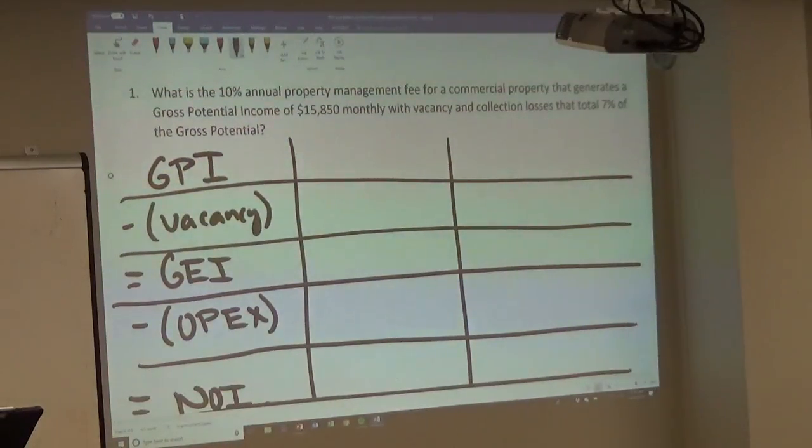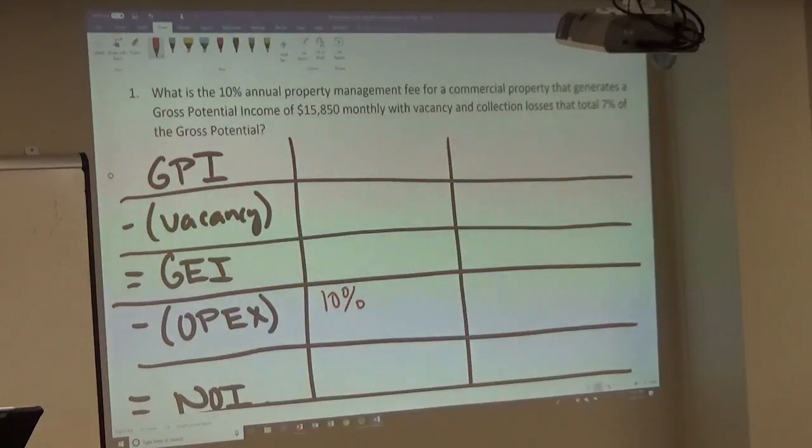It says, what's the 10% annual property management fee for a commercial property? We'll stop right there. We know that 10% is the property management fee. And so I'm going to put that on the operating expense line because it is an operating expense. The management fee is an operating expense.